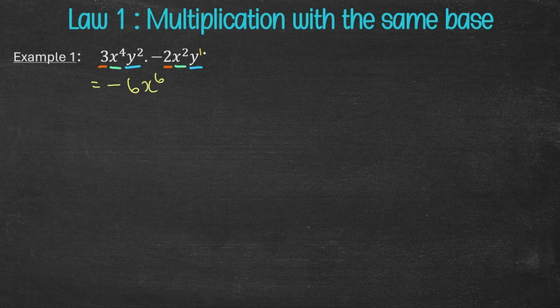Now that I know that this exponent is 1, I can apply law 1. My bases are the same. It is y, so I keep my base, and then we add the exponents. 2 plus 1 is 3. There's nothing else to multiply here, so this is my final simplified answer.